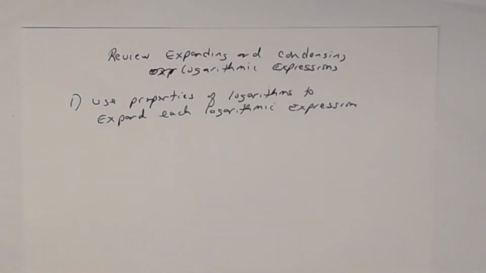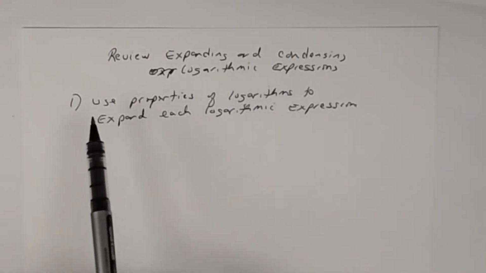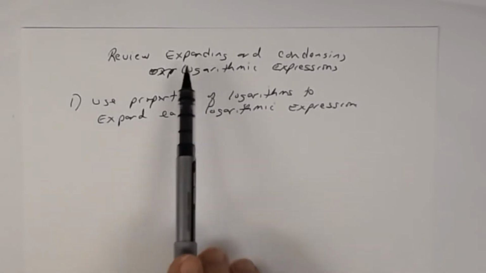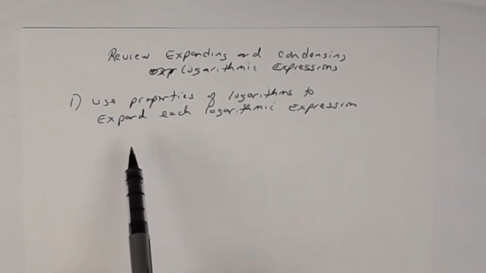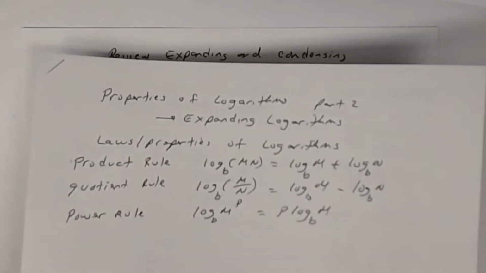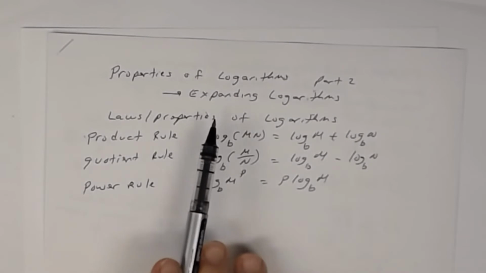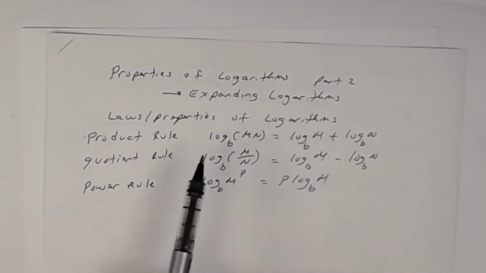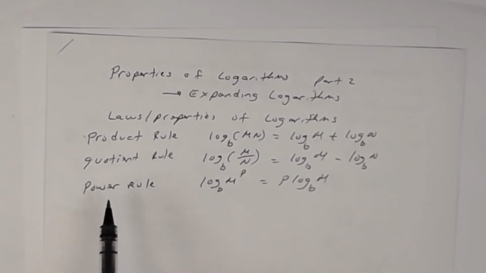This is a review on the topic of expanding and condensing logarithmic expressions. So the first one we're going to look at is the expanding part. The directions will say something to the effect, use properties of logarithms to expand each logarithmic expression. Remember, in one of our lessons, we talked about these properties of logarithms. And when we talked about expanding logarithms, we looked at the product rule, quotient rule, and power rule.